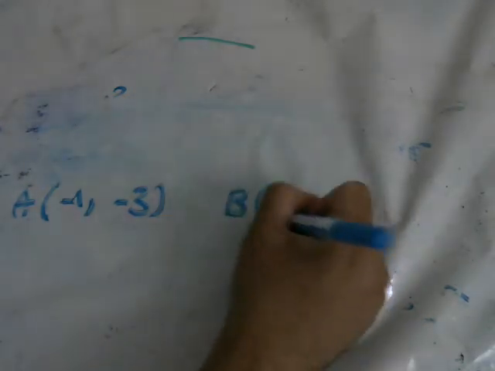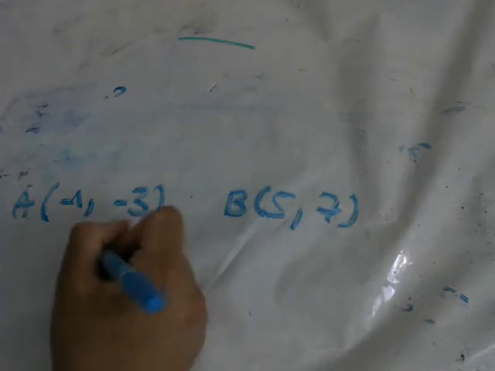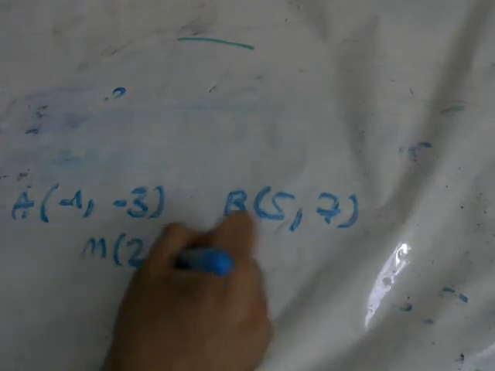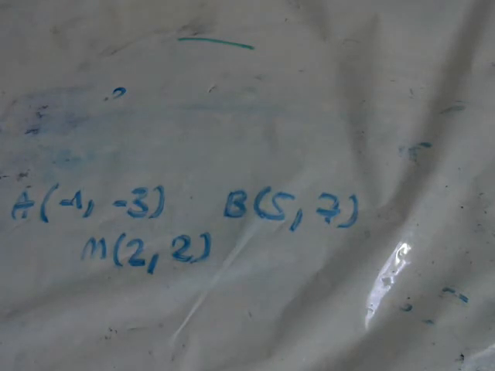5 and 7. So we know that the center point of this is, well, between minus 1 and 5, the gap is 6. So it would be, what, 2? So let's call the midpoint M, for obvious reasons. Add them together, you're going to get 2. Add them together, you're also going to get, amazingly enough, 2. So your midpoint is 2, 2. Okay, fair enough. So we know that this perpendicular bisector is going through 2, 2.